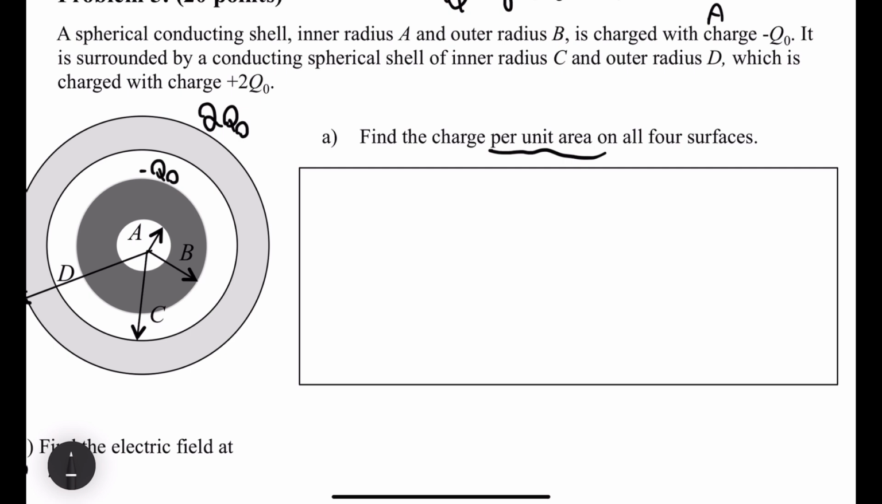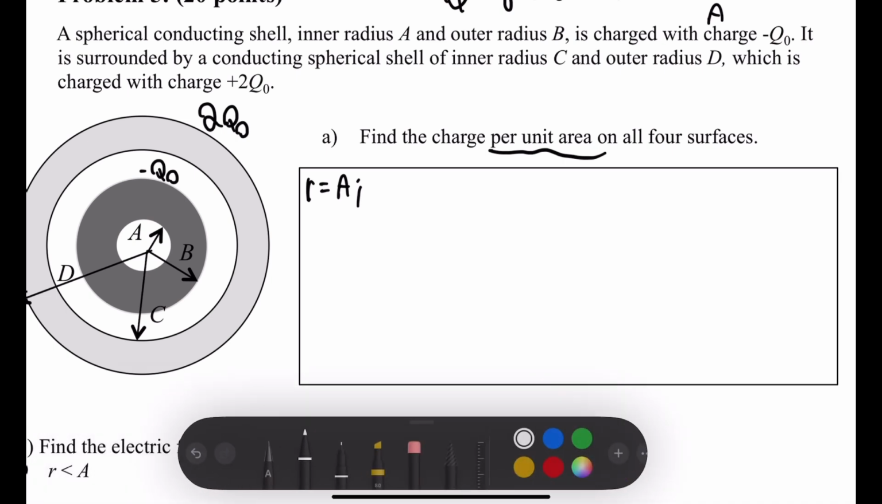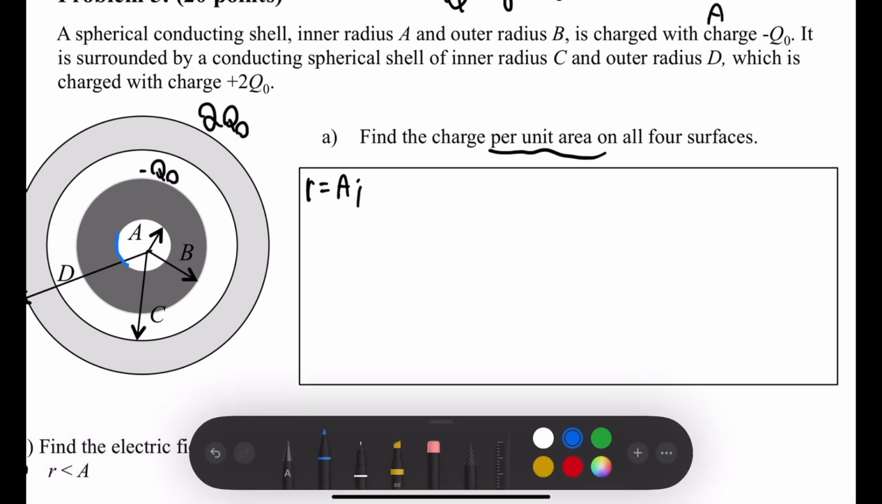So the way we do this is we set the radius equal to the specific point. So r equals A. So I'm right here right now. Here, there is no charge on that. So sigma is equal to 0. And then r equal to B. I'm right here now. And here I do have a charge. I have a negative q naught. So I would have sigma equal to negative q naught over the area at that point, which is 4 pi, and the radius is b here, so 4 pi b squared.